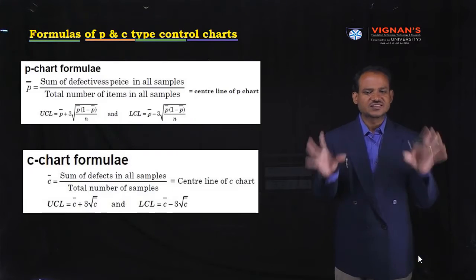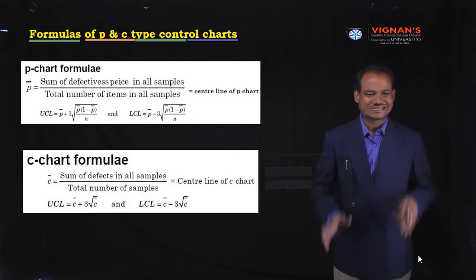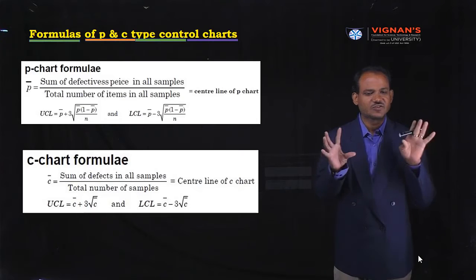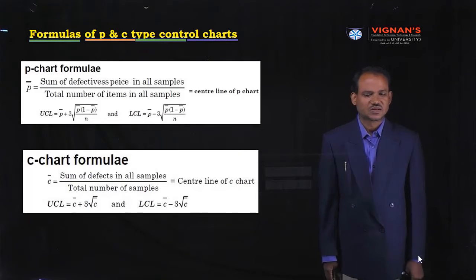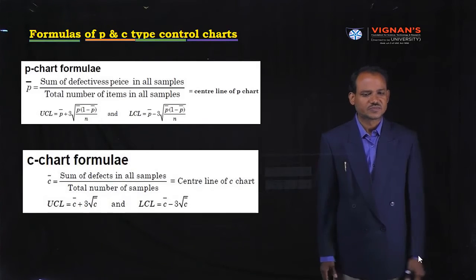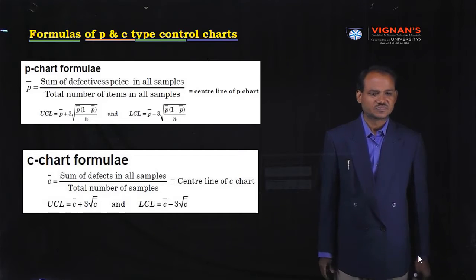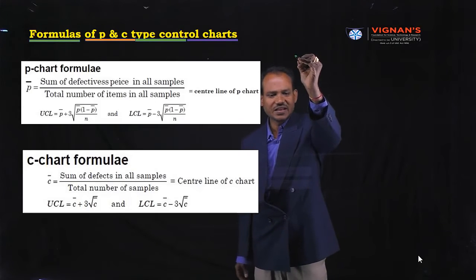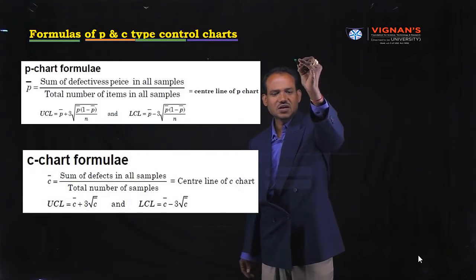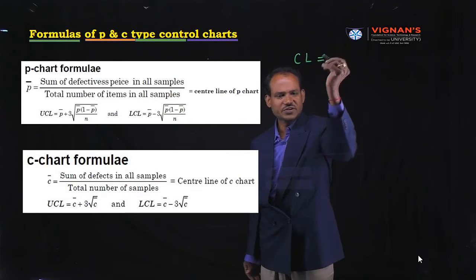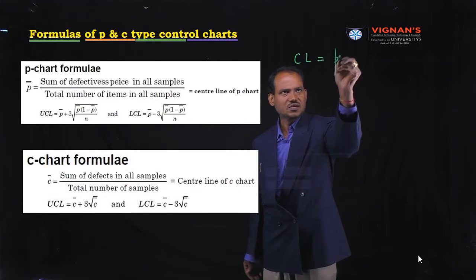Okay. So for construction of P charts and C charts, it requires some formulas. That's why I would like to explain those formulas. First, concentrate on the P chart. What are the formulas used for constructing a P chart? In the case of a P chart, there are three lines. One is the control limit, known as the center line. CL, the control limit in a P chart, is P bar.